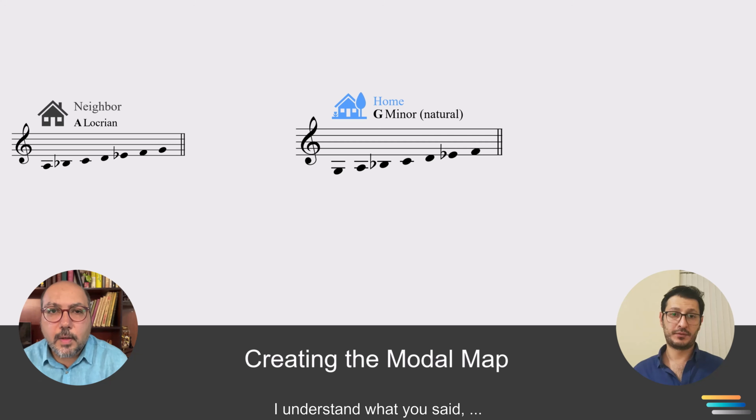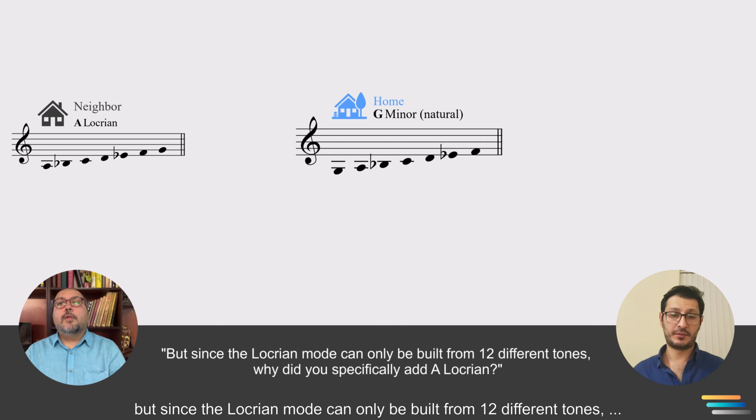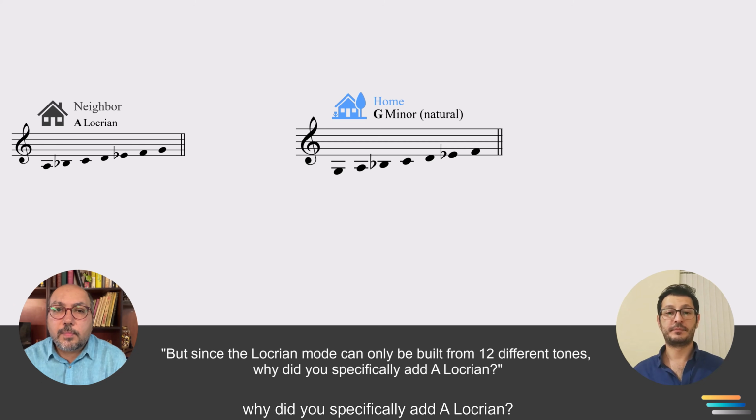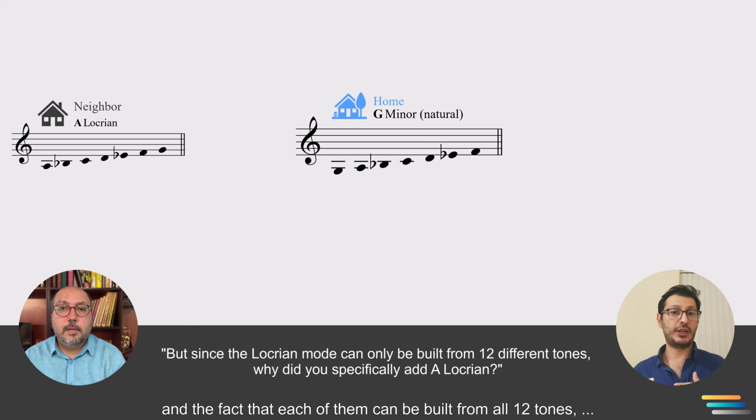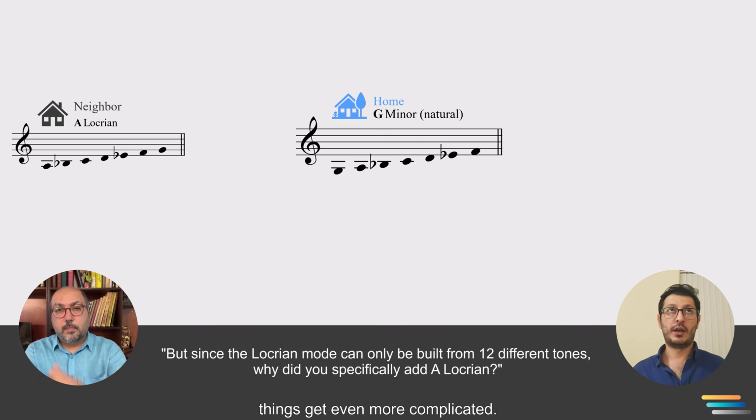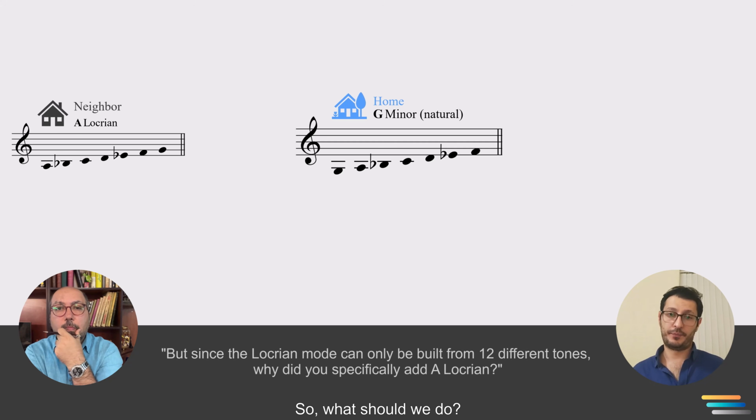I understand what you said, but since the Locrian mode can only be built from 12 different tones, why did you specifically add a Locrian? That's right. Considering the number of modes and the fact that each of them can be built from all 12 tones, things get even more complicated. So, what should we do?